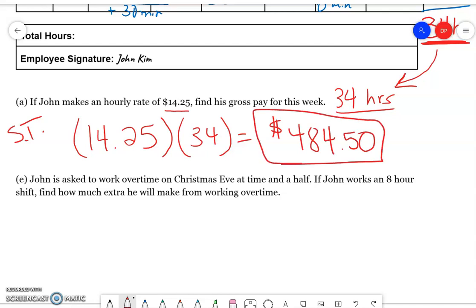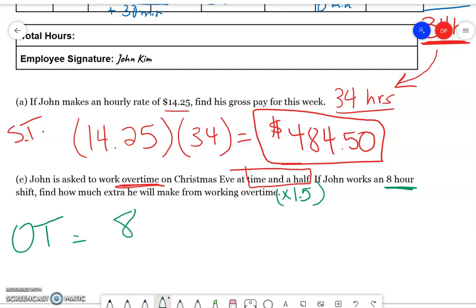For the next part of this question, he's asked to work an overtime shift on Christmas Eve at time and a half. When I see time and a half, I should be thinking times 1.5. Okay. It says he worked an 8-hour shift. So how much extra money will he make from working overtime? Well, for my overtime here, 3 numbers now for overtime. I need my 8-hour shift that I worked. That time and a half pay, 1.5, and I work to make money.